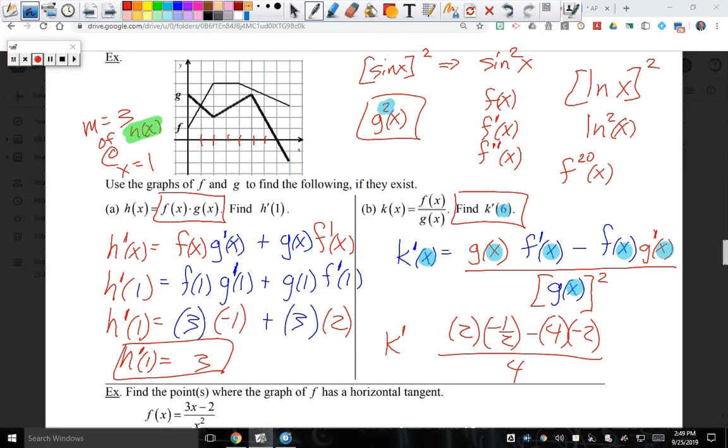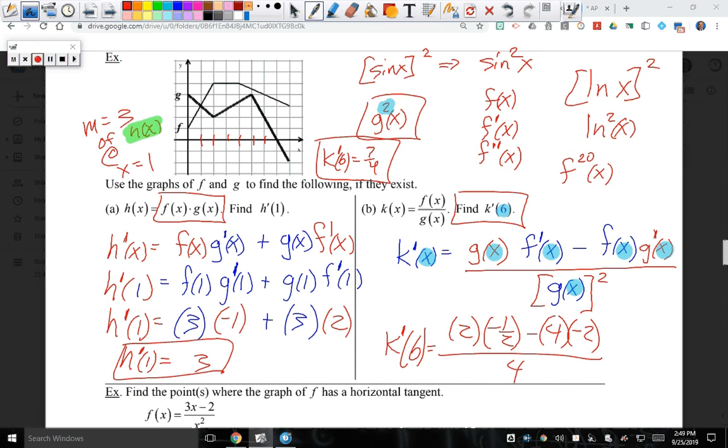So k prime at 6 is all of that. Notice we have a negative 1, right? Negative 1 plus 8. So what's my final answer? 7/4. K prime at 6 is 7/4. Otherwise, m equals 7/4 of k of x at x is equal to 6.